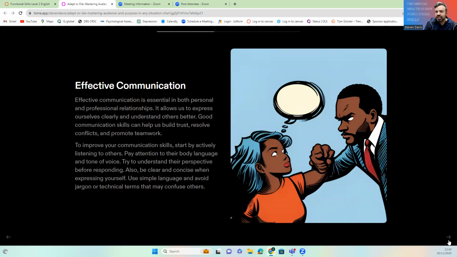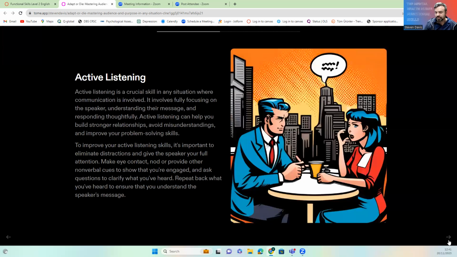Effective communication is essential in both personal and professional relationships. It allows us to express ourselves clearly and understand others better. Good communication skills can help us build trust, resolve conflicts, and promote teamwork. To improve your communication skills, start by actively listening to others. Pay attention to their body language, their tone, and their voice. Try to remember their perspective before responding. Also, be clear and concise when expressing yours. Use simple language and avoid jargon and technical terms.